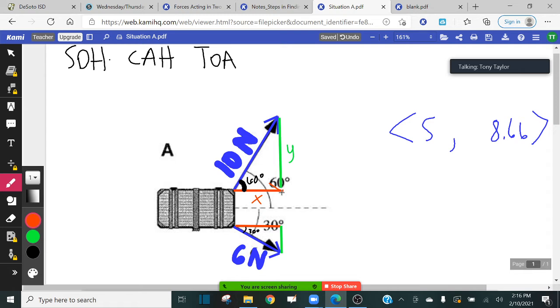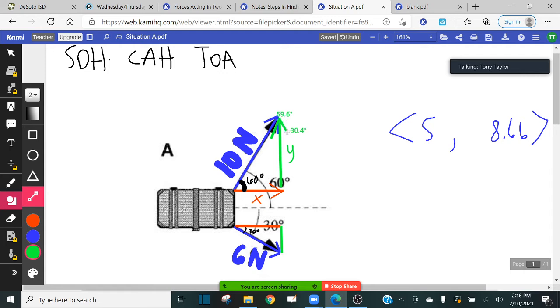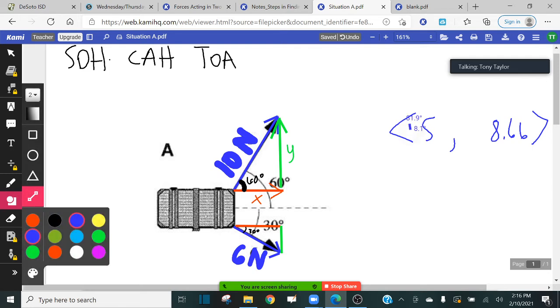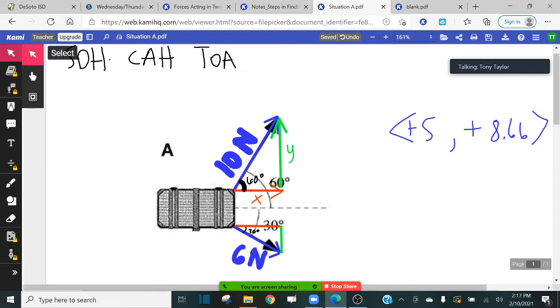Look closely at the direction. Look at where the x arrow is pointed. That x arrow is pointed to the right, and the y component is pointed up. That means both of these are going to be positive. So I'm going to have a positive 5 for x and a positive 8.66 for y. Guys, your sign matters, and y'all will see in a minute why. Again, we are still in step 1.